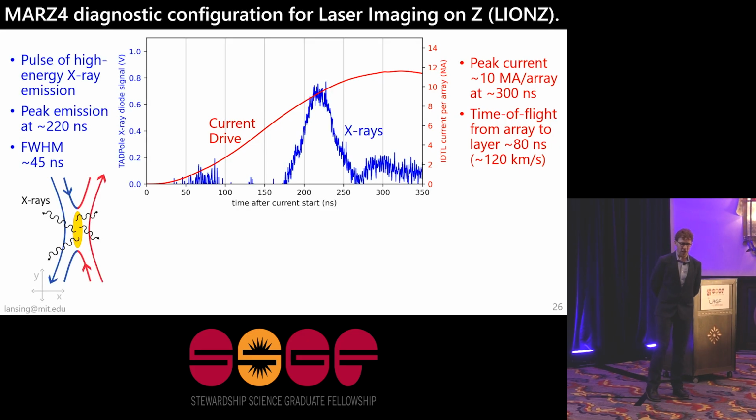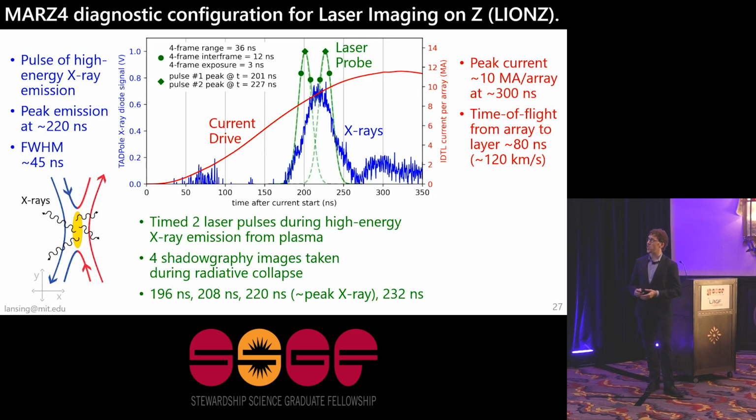We also fielded X-ray diodes in order to measure the time series of high-energy K-shell emission from our aluminum plasma in order to characterize when radiative emission is happening. And so you can see by this pulse in blue that the peak of this emission occurred at about 220 nanoseconds after the start of our current. And with this information, this informed how we selected the laser pulse to shine through the plasma.